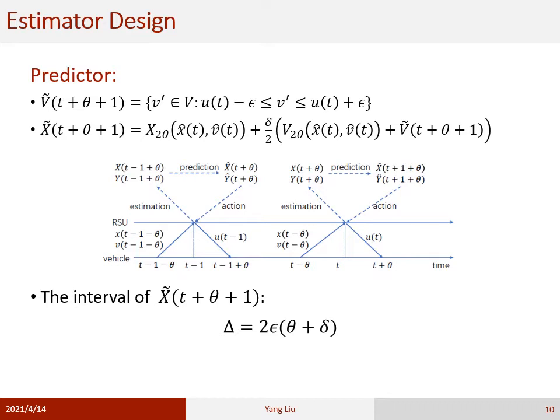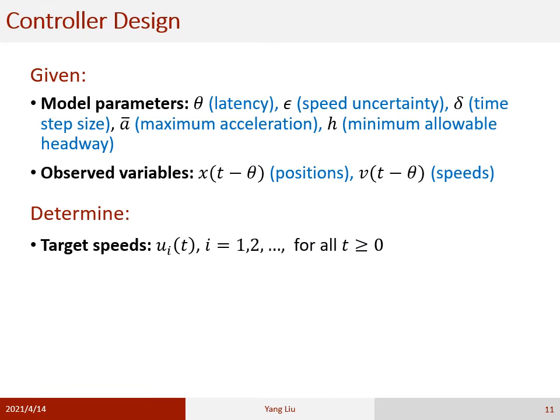After the estimation, we have to predict the states at the next time step, which depends on the estimator and the control inputs at time t. We show that the length of the interval of the predicted position is a constant, which is 2 times theta plus delta. Then we come to the controller design.